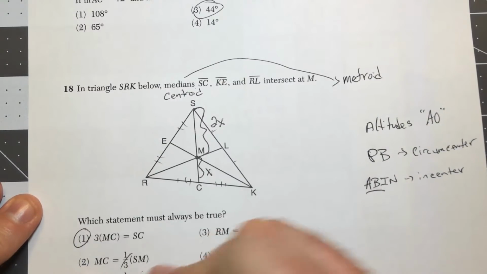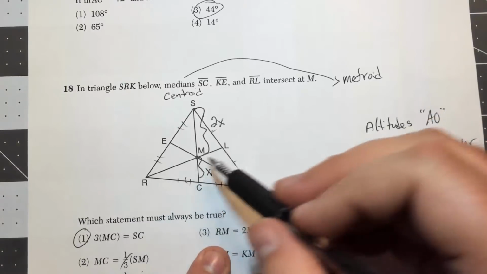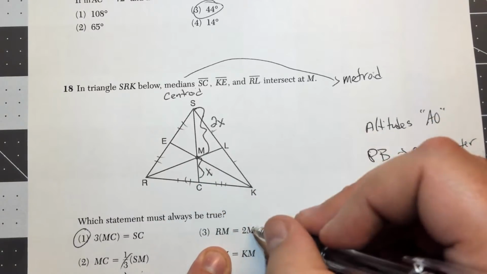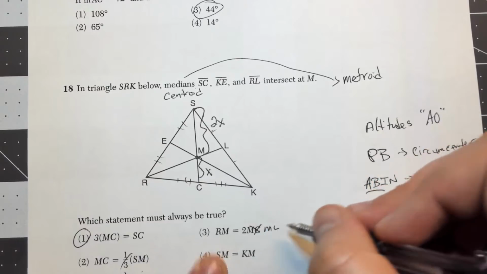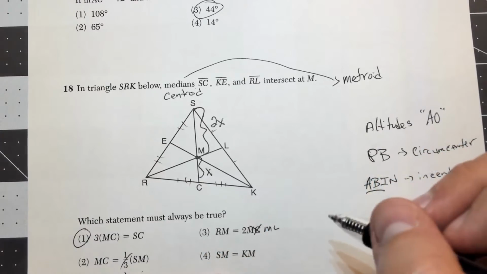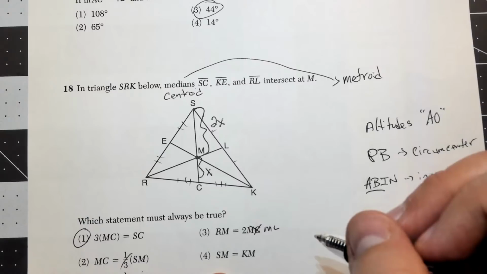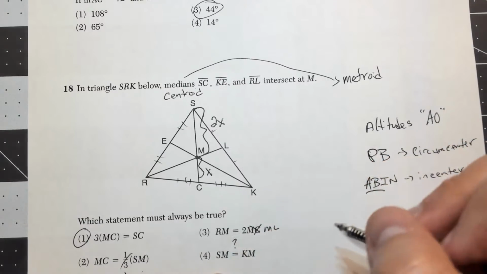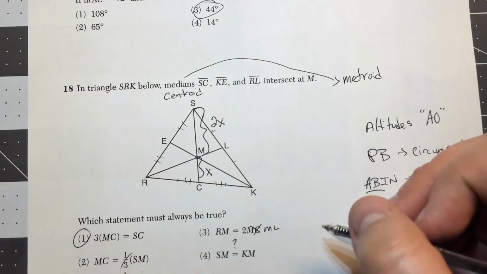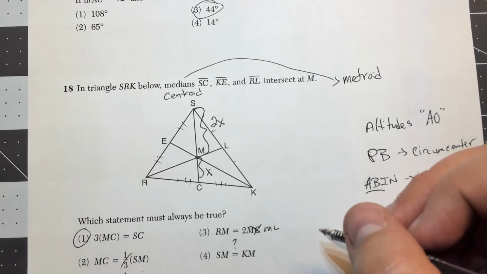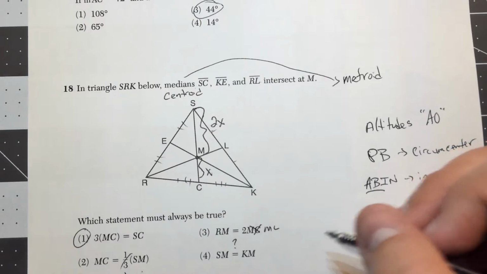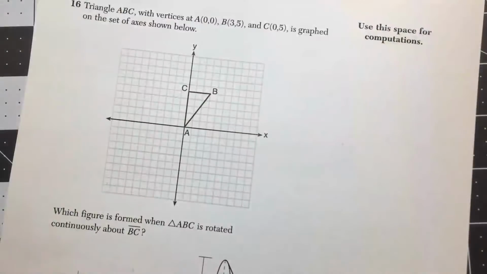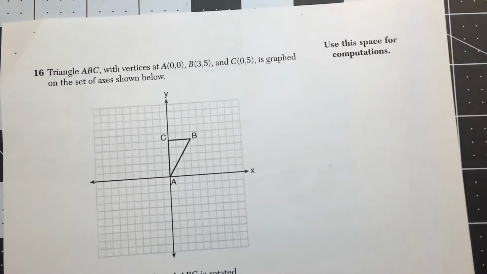This is half, not 1/3. Is RM equal to 2 times MC? No, it's equal to 2 times ML. And is SM equal to KM? No, this is not, we don't know this, right? We're not sure, because we don't know if it's equilateral or not. That would be the only time that's going to happen. So we're going with choice 1. That's option 16, people. Okay?